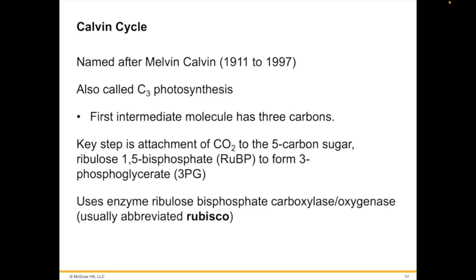The enzyme that carries out this reaction, ribulose bisphosphate carboxylase oxygenase, usually abbreviated as Rubisco, is large. It's a 16 subunit enzyme found in the chloroplast stroma.